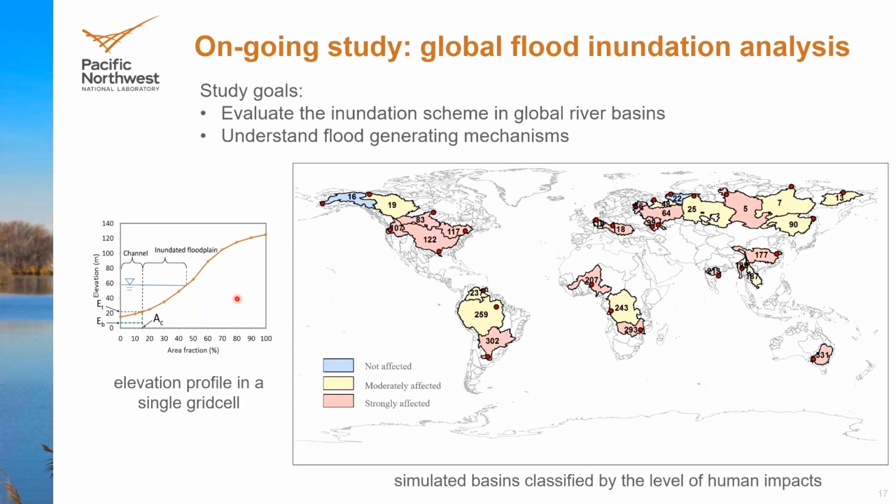we have this only sub-catchment. This one is based on the grid resolution. It's also 0.5 degree global, and we evaluate these many basins here, and we categorize these basins by the level of human impacts. So as you can see, some basins don't have human impact, but some are heavily and moderately affected.